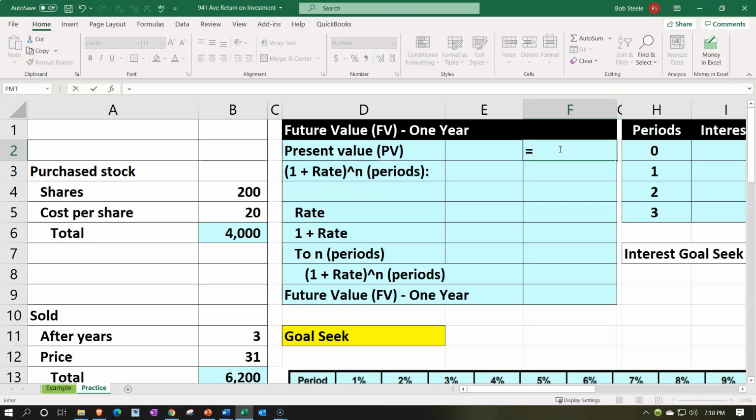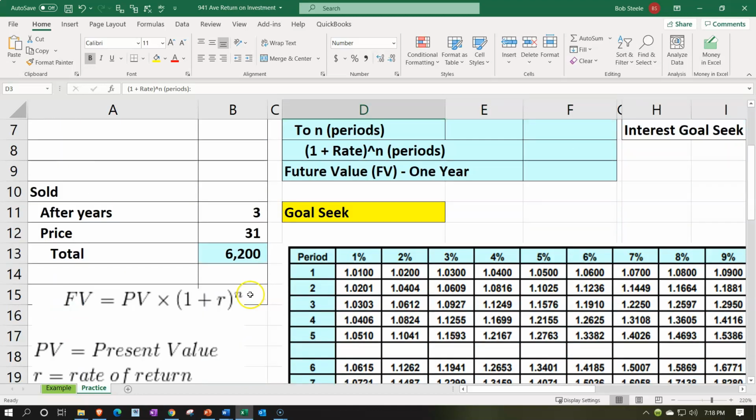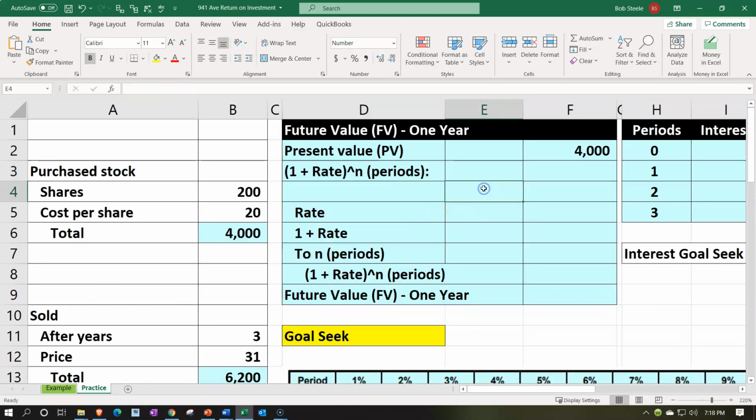So we're going to say the present value is going to be the 4,000. You may also be able to use just the cost, since we sold all the shares of the 20 and the 31, but I'm going to use the total amount, the 4,000. And then we're going to pick up the 1 plus R to the n. That's going to be this amount down below. So we'll pick up the 1, and then R is the unknown. So the rate is going to be the unknown.